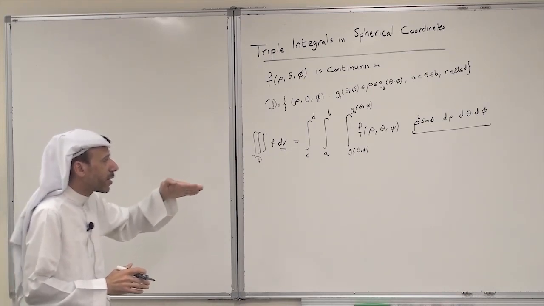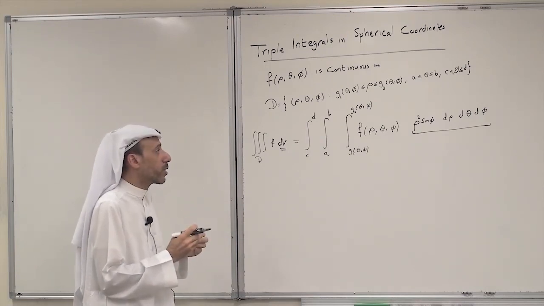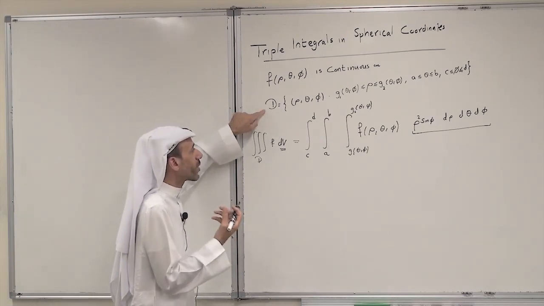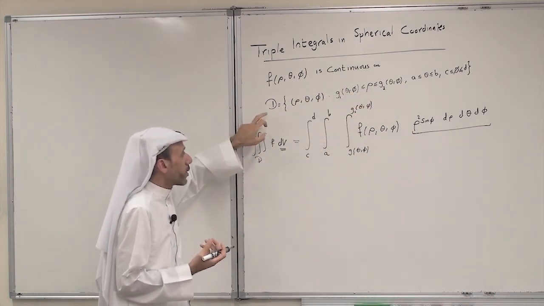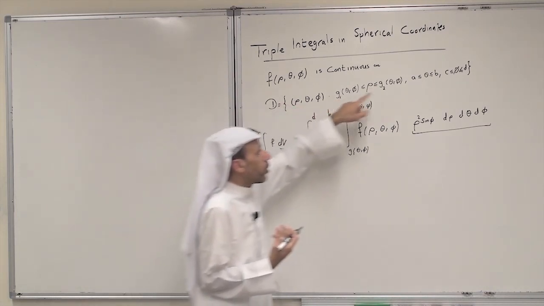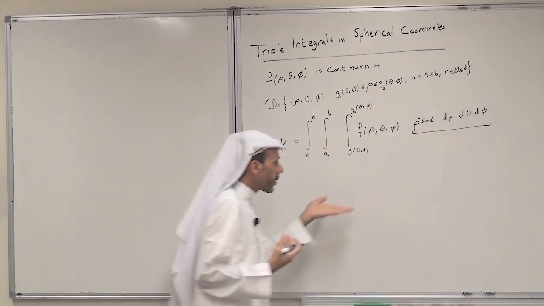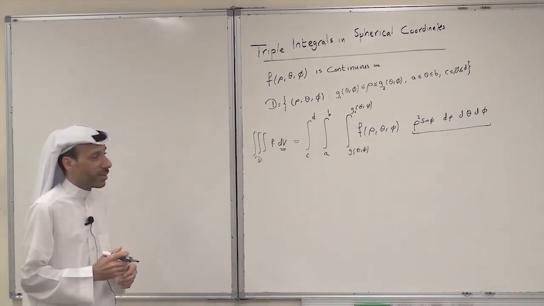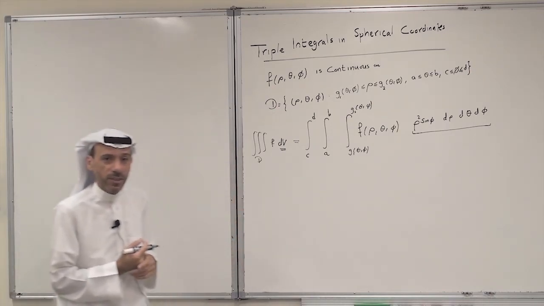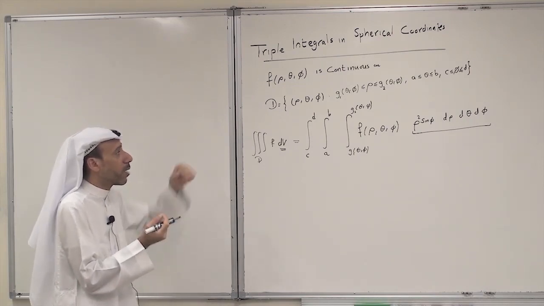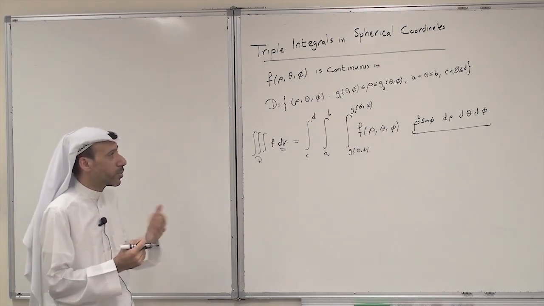Basically, the main point in the following example that we have to concentrate on is how to describe the solid in spherical coordinates. Once we have described the solid in spherical coordinates and specified the limits of rho, theta, and phi, then setting up the limits of integration is not difficult. It becomes very, very simple. And then integration, again, becomes very simple. So really the main point here is how to describe the solid in spherical coordinates. And this is what we will do next.